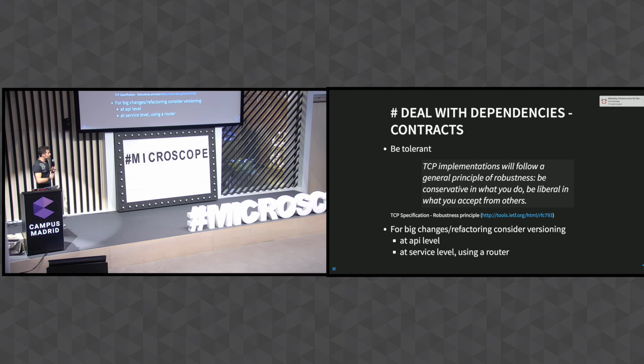If you have to introduce a very big change, like a big refactoring, you can take into account having versioning. You can have versioning at API level, or you have a new kind of versioning using microservices, that at service level, you can deploy different versions of your services and have a mechanism to switch from one version to another. We can see it later in the deployment part.